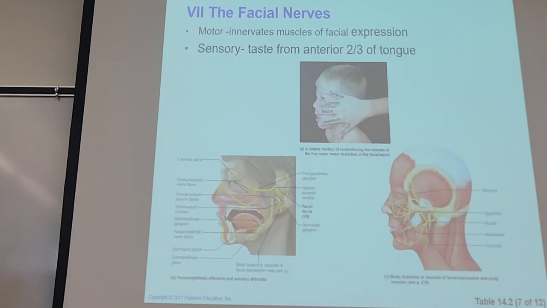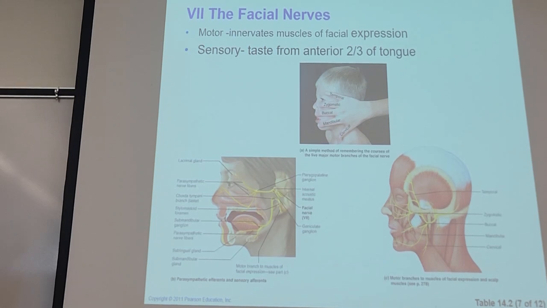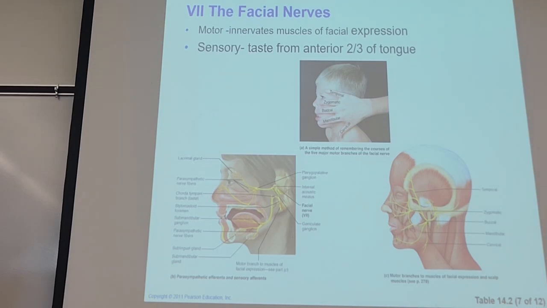Facial. Facial's only motor. Sorry, it's not only motor, it's mixed. It's motor of facial expression. So the sensory portion of facial nerve involves the tongue, the anterior 2/3 of the tongue. So facial is a mixed nerve, but remember, it's not the main sensory nerve of the face because its sensory responsibility is the tongue.